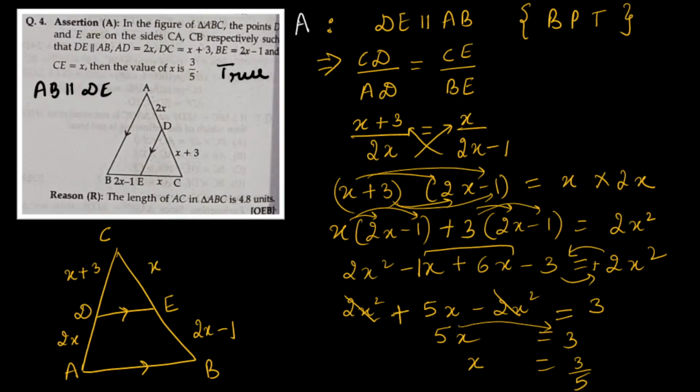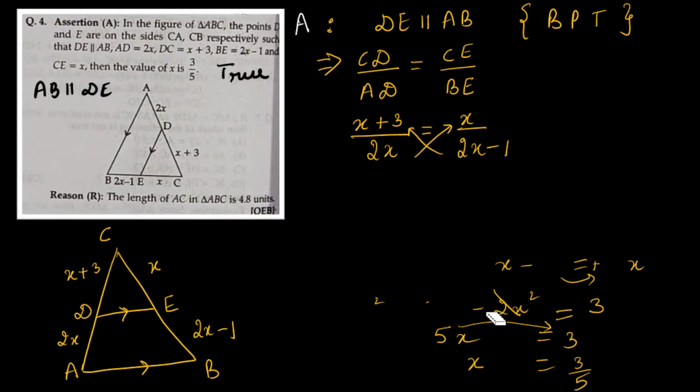Now the length of AC we have to find. The length of AC in triangle ABC is 4.8. How to find the length of AC now? I am just going to clear this. I hope you have written this thing.